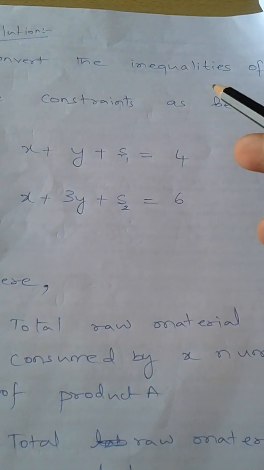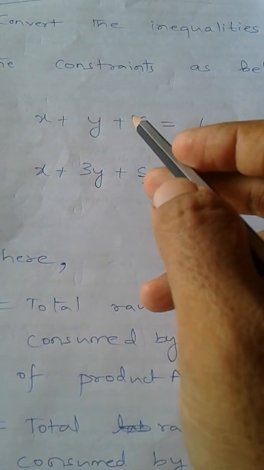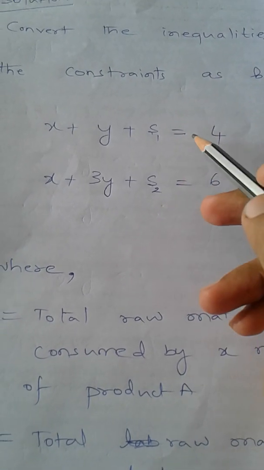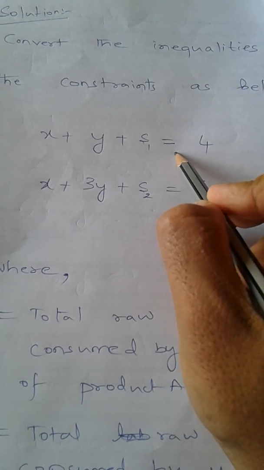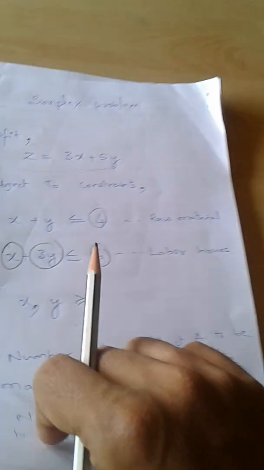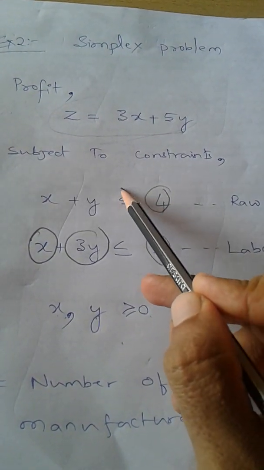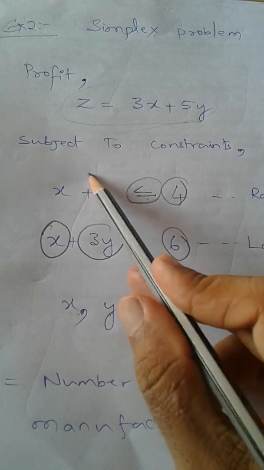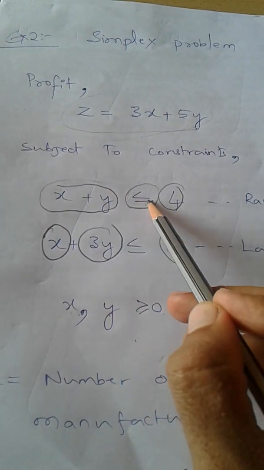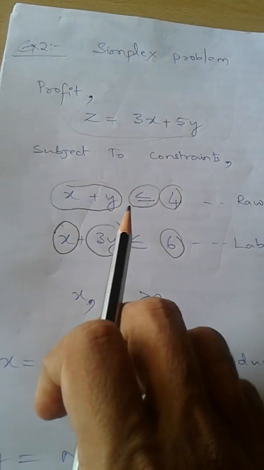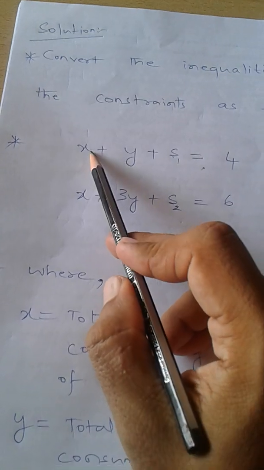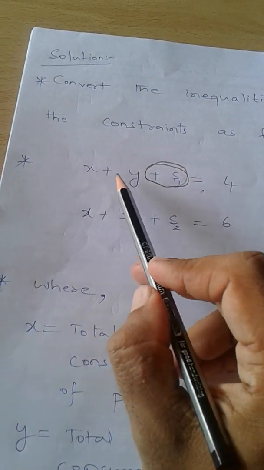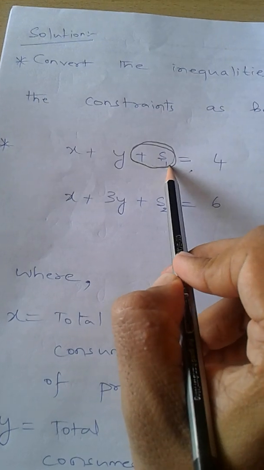This was the first step, which we have discussed in the previous problem also. We have to convert the inequalities to equalities. In the first equation we have a smaller than or equal to sign, which means the left hand side is smaller than or equal to the right hand side. To convert it, we have to add something to the left hand side so that both sides are balanced. The equation becomes x plus y plus s1 is equal to 4.